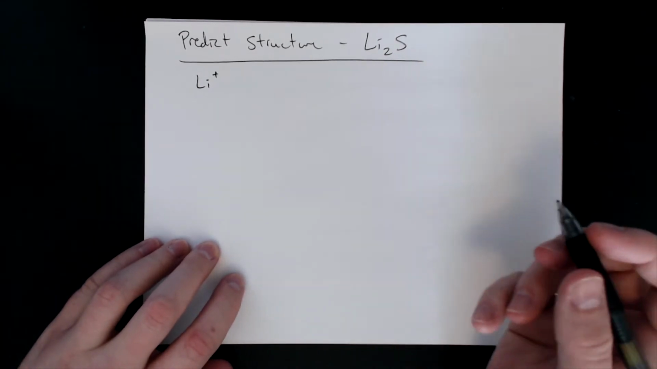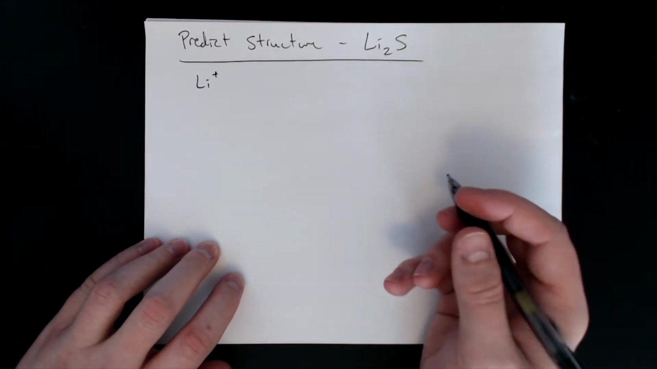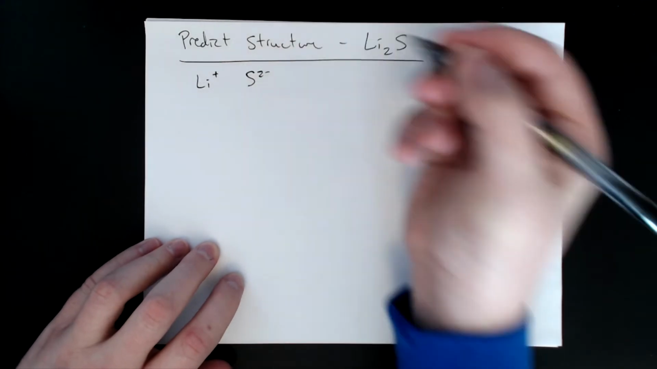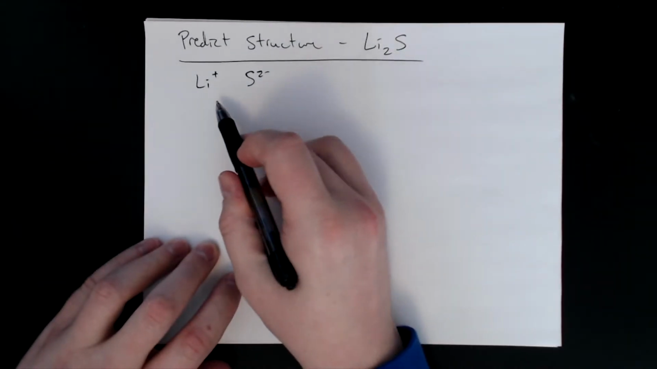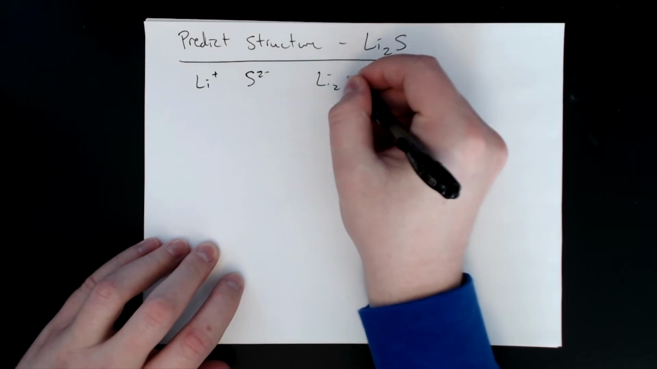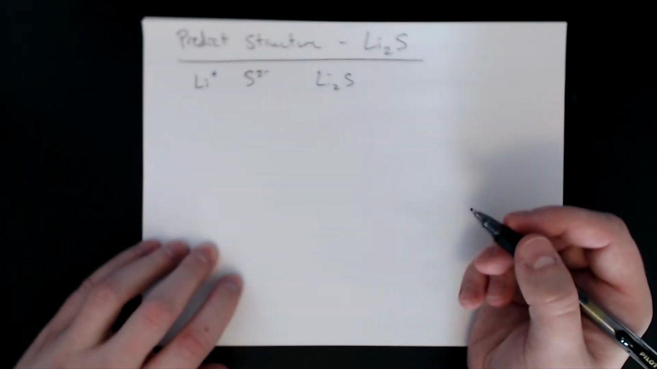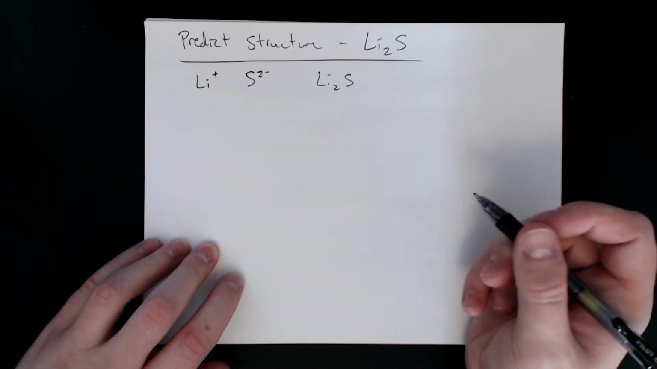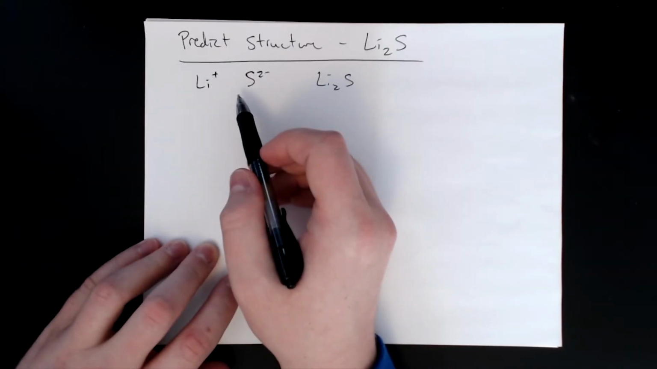And then sulfur can form into sulfide, which is 2-. And then to balance that, we need 2 to 1. So we get lithium sulfide, Li2S. So that's how I arrived at that. So this also gives us the charges, right?